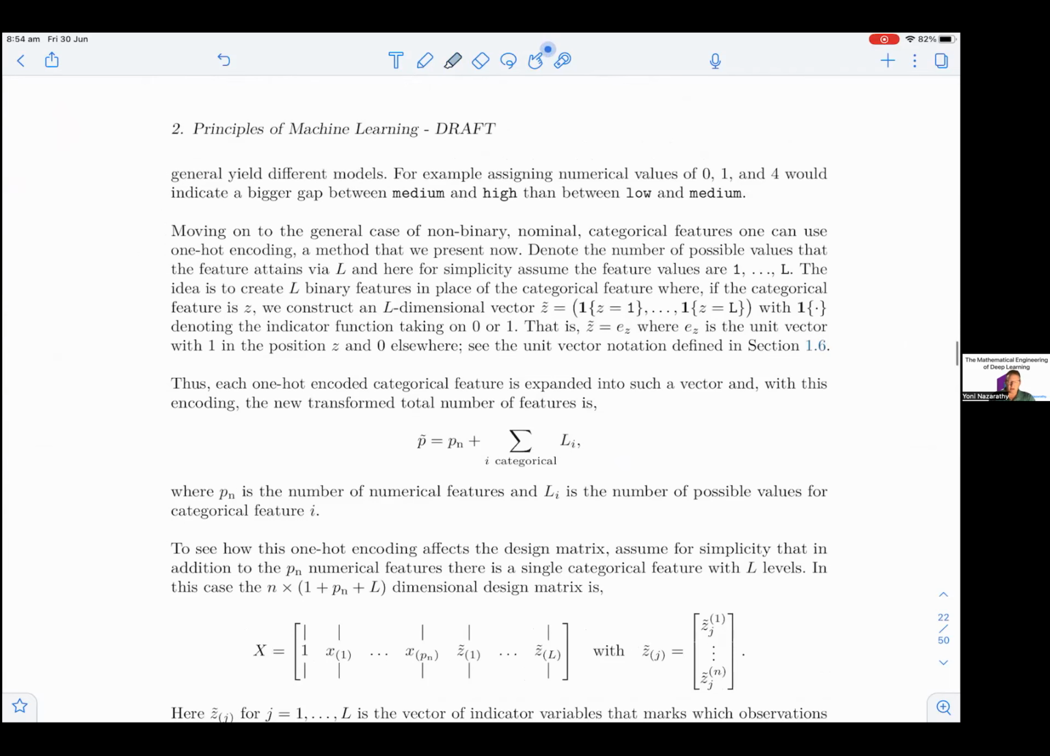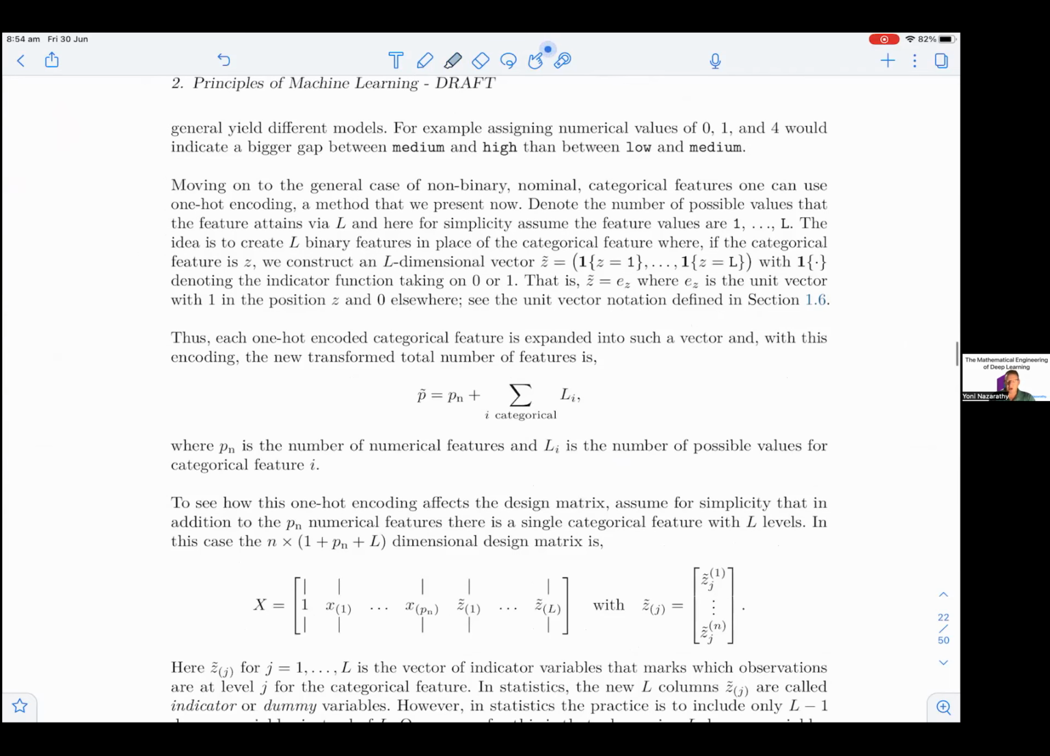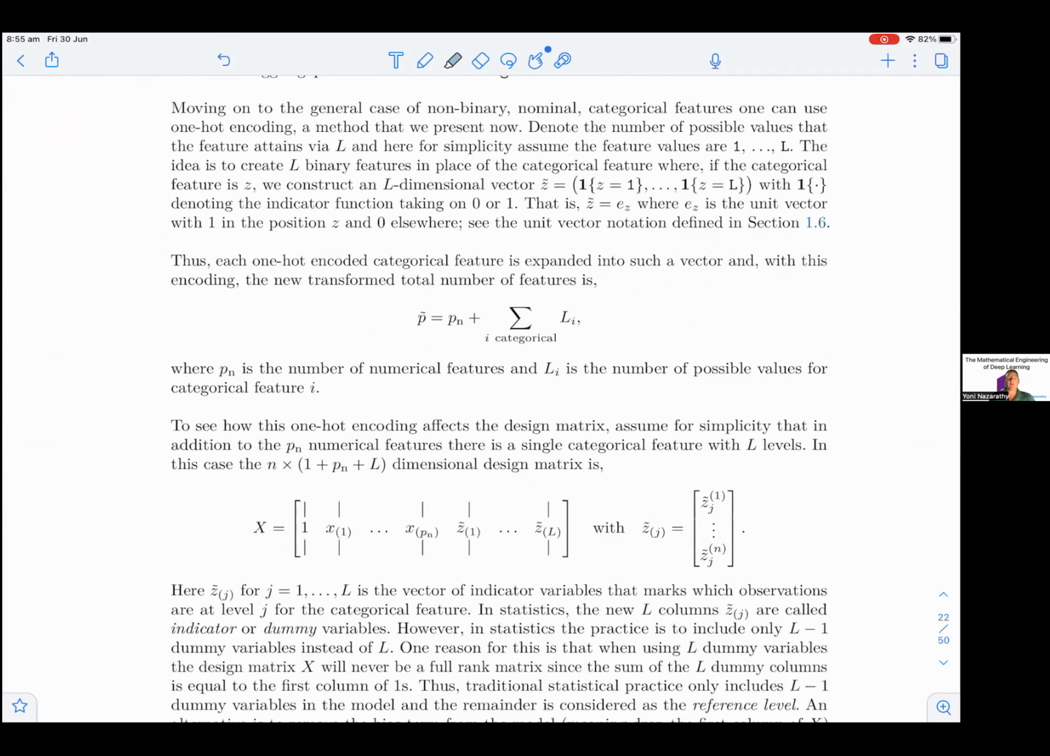Moving on to the general case of non-binary, nominal categorical features, one can use one-hot encoding, a method that we present now. Denote the number of possible values that the feature attains via L. And here, for simplicity, assume the feature values are just 1 up to L. The idea is to create L binary features in place of the categorical feature.